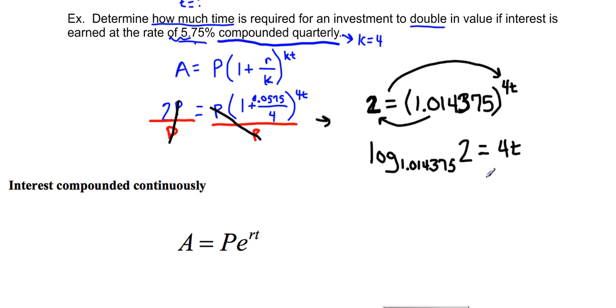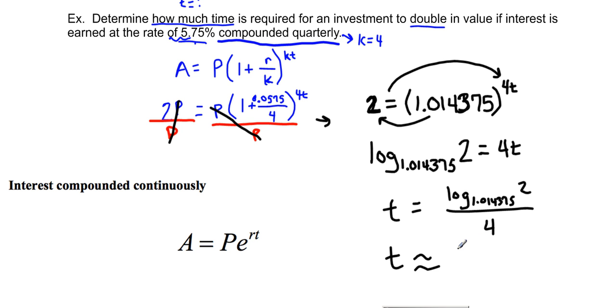We want that t by itself, so divide both sides by 4. Our time is log base 1.014375 of 2 over 4. So putting that in your calculator, we get our time is approximately 12.141, and our units are years.